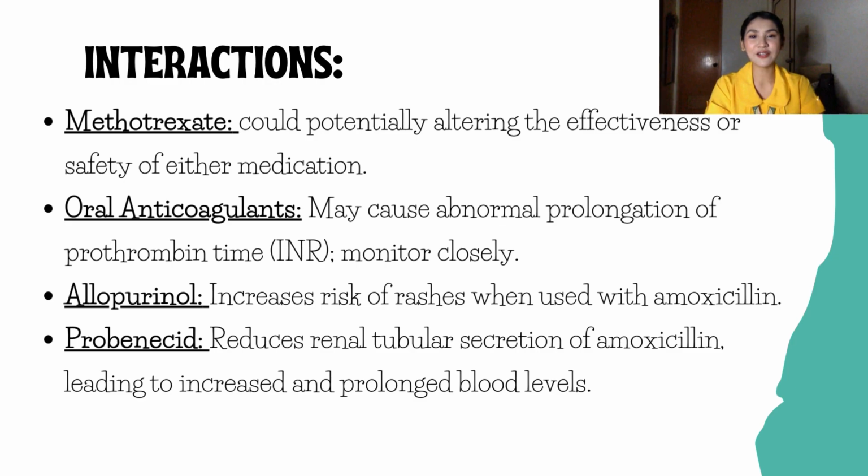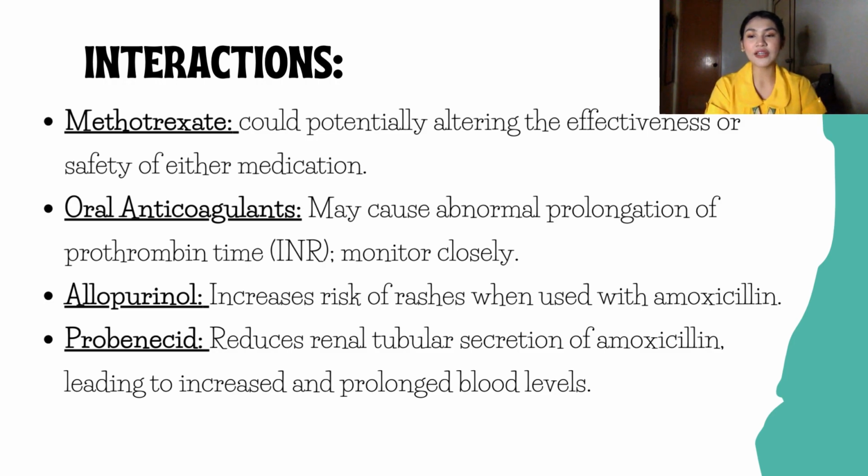Just additional information, methotrexate is a medication used to treat conditions like rheumatoid arthritis, psoriasis, and certain types of cancer. It works by slowing down the growth of certain cells in our body, like those causing inflammation in arthritis or those growing too quickly in cancer. It is often taken as a pill or given as an injection. So an interaction with methotrexate may occur and could potentially alter the effectiveness or the safety of either medication. Therefore, close monitoring is advised.